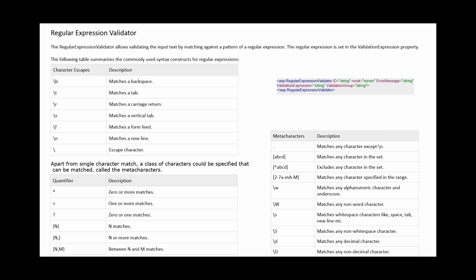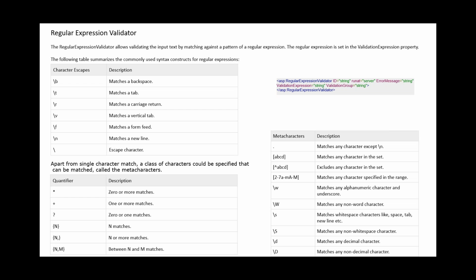Slash w matches any alphanumeric character and underscore. Slash capital W matches any non-word character. Slash s matches characters like space, tab, new line, etc. And slash capital S matches any non-white space characters. Slash d matches any decimal character. Slash capital D, any non-decimal character.